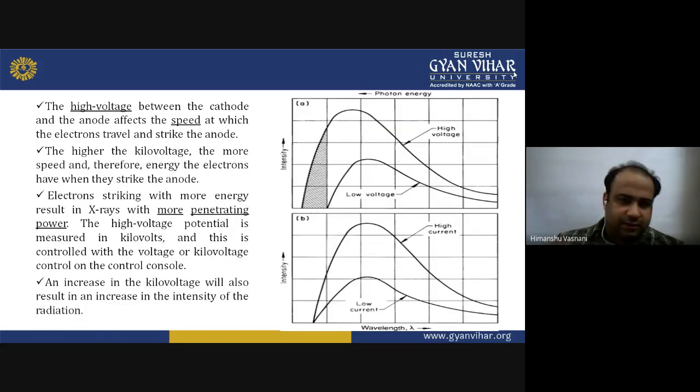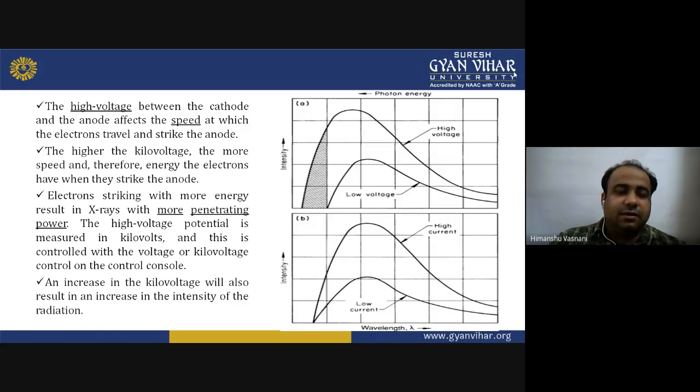The high voltage between the cathode and the anode, as you can see in the diagram, affects the speed at which the electrons strike the anode. The cathode is on the left-hand side, the anode is on the right-hand side. The higher the kilovoltage, the more speed and therefore energy the electrons have when they strike the anode, resulting in X-rays with more penetrating power.